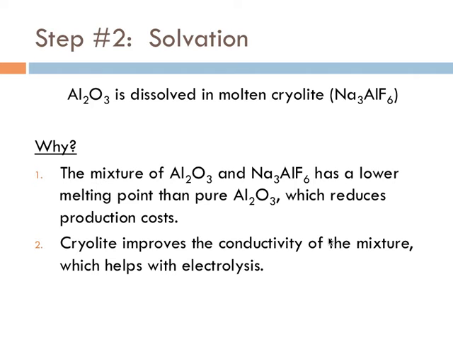The next thing is to dissolve that aluminum oxide in molten cryolite. Why are we using molten cryolite, and why couldn't we just use it as an aqueous solution? Well, the mixture of aluminum oxide and cryolite, Na3AlF6, has a lower melting point than the pure aluminum oxide, and that reduces production costs. Because remember, anytime you heat it up, it's going to cost money and energy to heat things up. Cryolite also improves the conductivity of the mixture, and that helps with that electrolysis step.